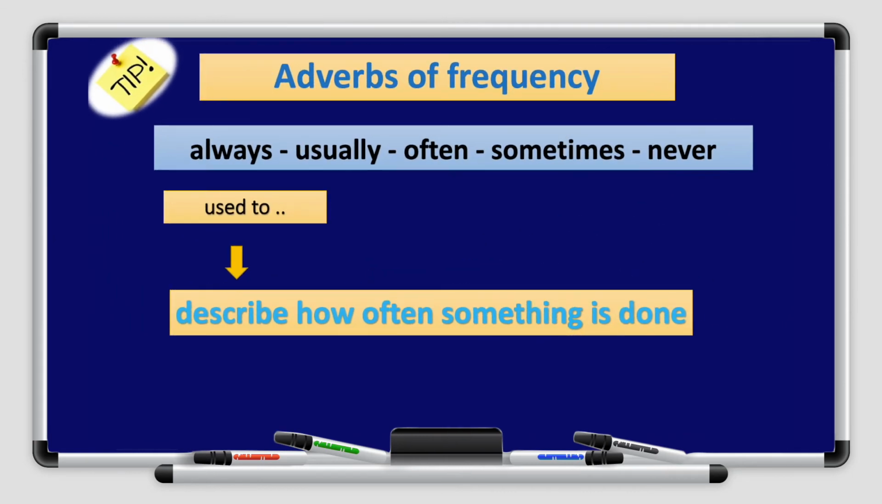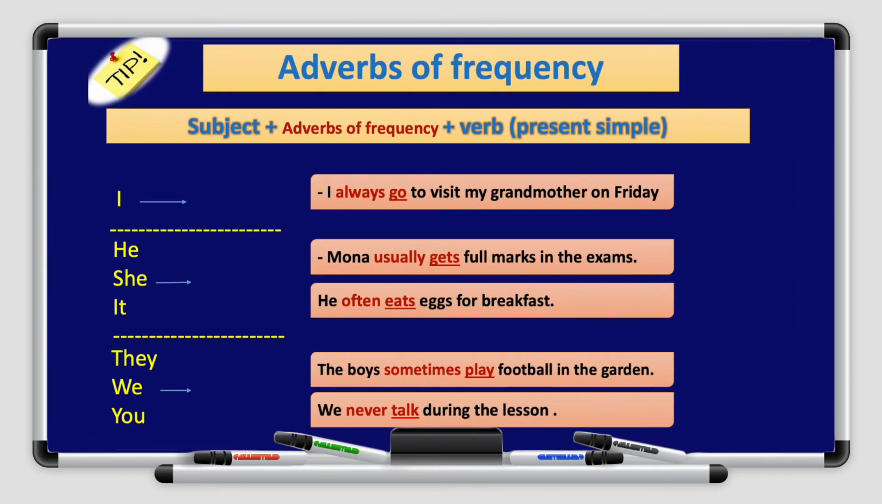And now we reach the last part in this episode, adverbs of frequency. Adverbs of frequency are used to describe how often something is done. We have always, usually, often, sometimes, and never. When we want to form a sentence using adverbs of frequency, we have to start with the subject, followed by one of the adverbs, followed by a verb in the present simple tense.